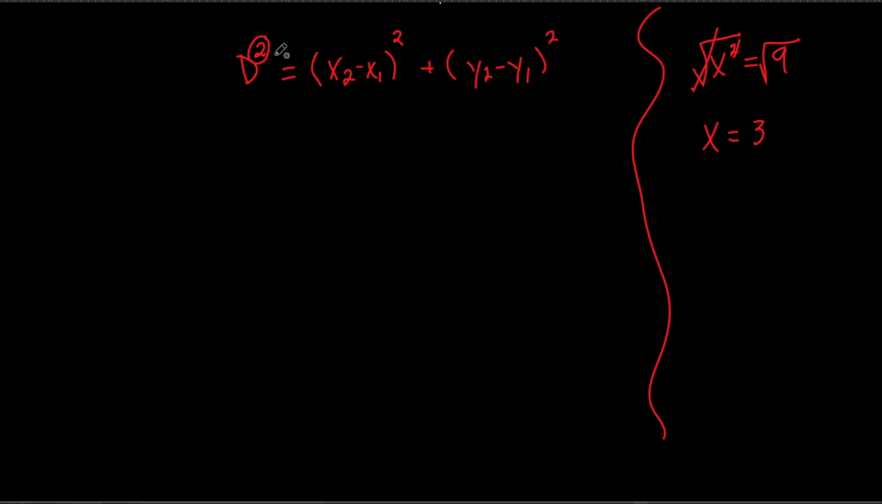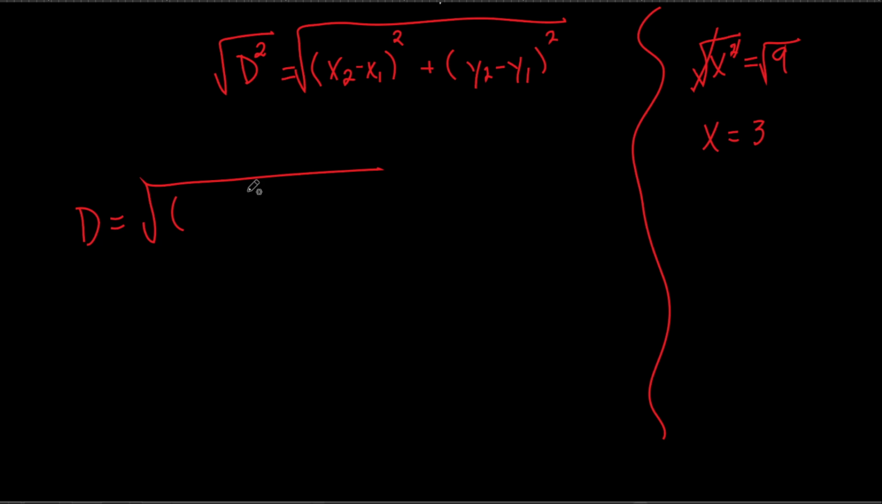I don't want d squared is equal to all this stuff. I want what d is equal to. So how do I get rid of this squared? I take the square root. If I do that to the left side, I also have to do it to the right side. So this is what it's going to be. So let's write it nice and neat. So d equals a big old square root, and then I put parentheses squared plus another parentheses squared.